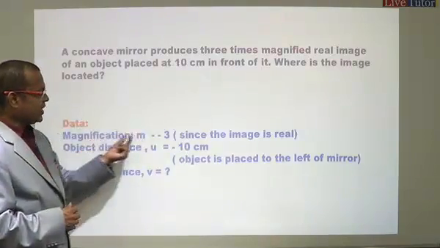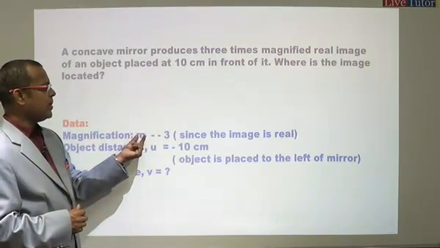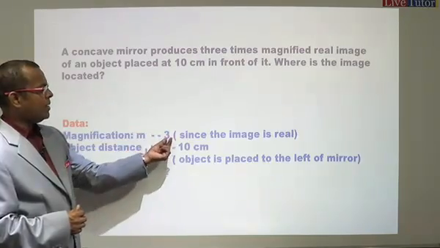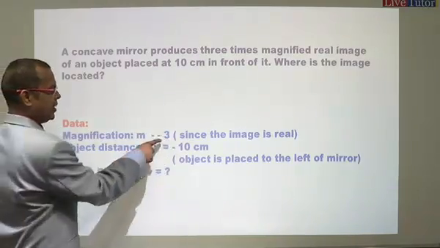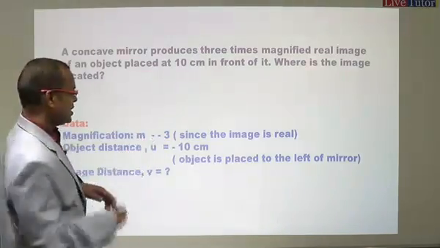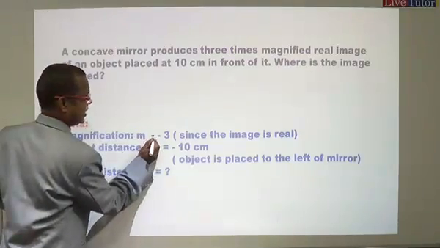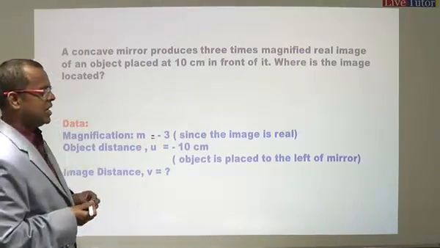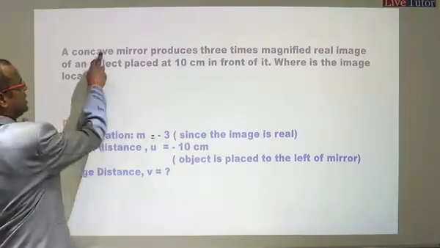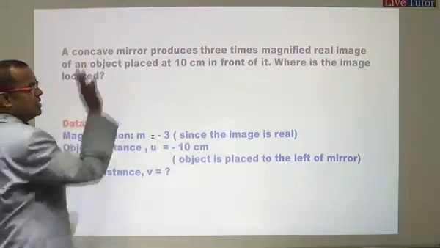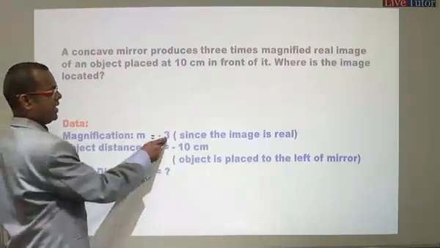That means the magnification m is given. Okay, m is 3. But here I am not taking it as it is, but I am taking it as minus 3. Do you know why? Because it is a real image. Because it is a concave mirror, the image is a real one. So I have to take it as minus 3.